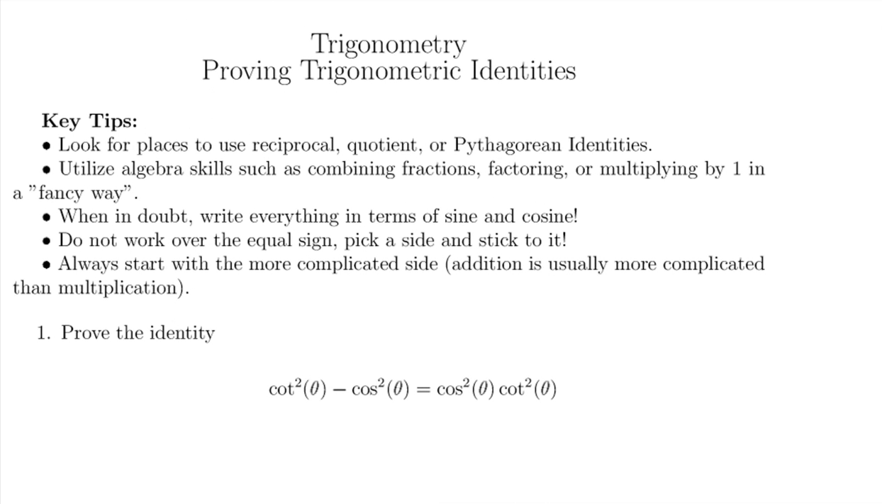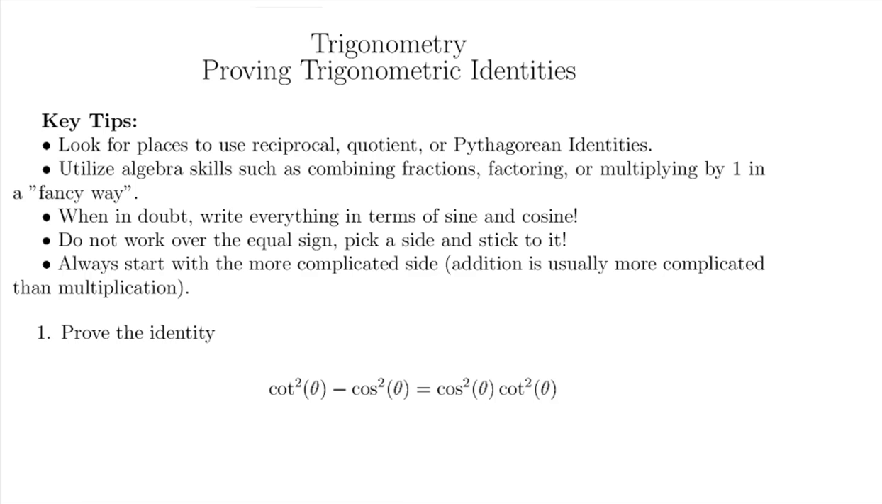But if we want to go about proving them, and you are ready, I keep my first three tips from before. Look for a place to use reciprocal, quotient, or Pythagorean identities, and in the more complicated scenarios, you'll use addition, subtraction, double angle formulas, other identities as well. This is just a basic introduction. You'll want to utilize algebra skills in combining fractions, factoring, multiplying by 1 in a fancy way, as I put it at times. And when in doubt, write things in terms of sine and cosine. So all those tips apply still, but now I've added two more that weren't there with our just simplifying videos.